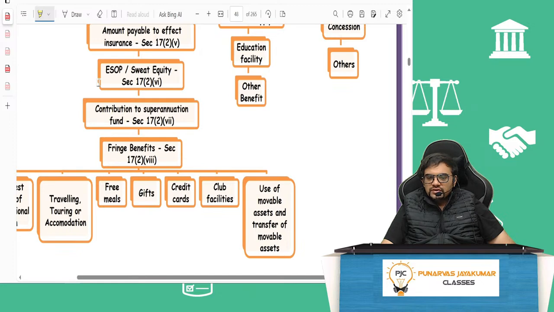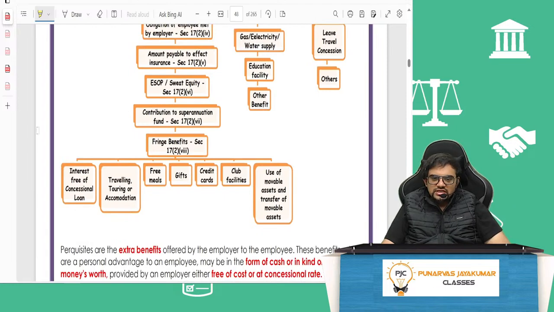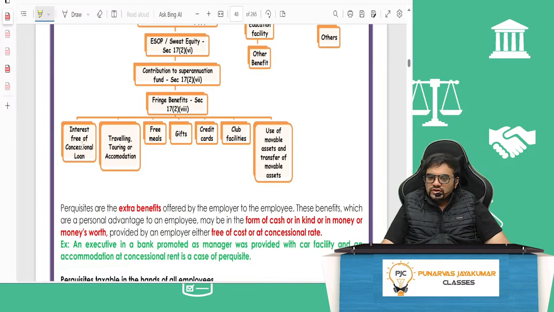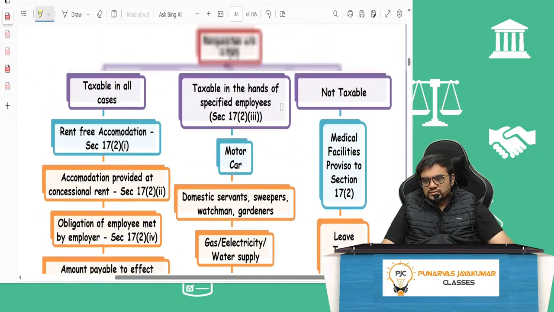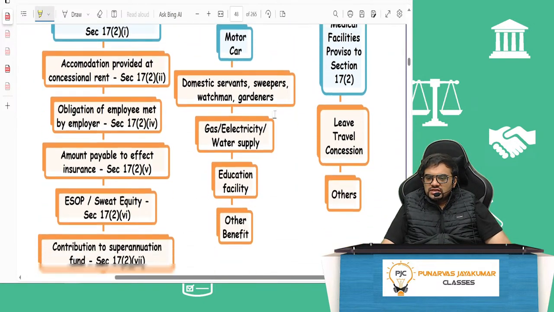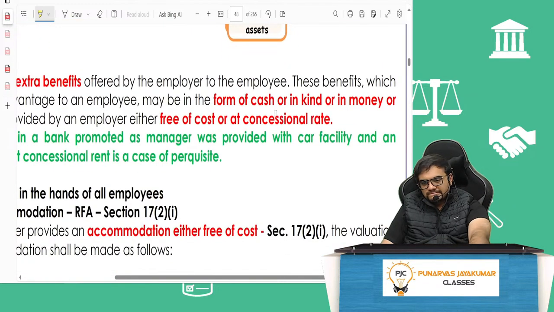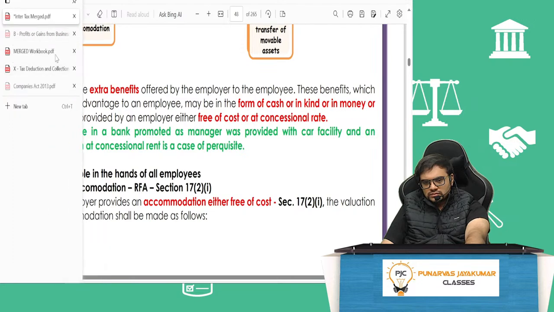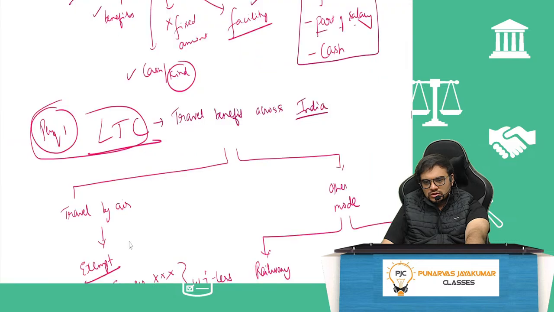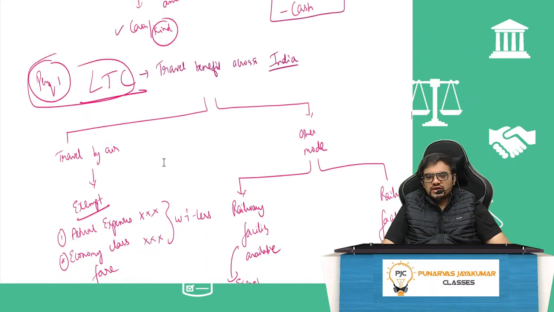Contribution to superannuation fund, and other fringe benefits like free meals, interest-free or concessional loan, traveling, touring, accommodation, gift, credit card, club facility, use of movable assets and all these things. Not taxable: medical facility, leave travel concession, others. If you see one by one, LTC, leave travel concession: travel benefit across India, this is what you will get.